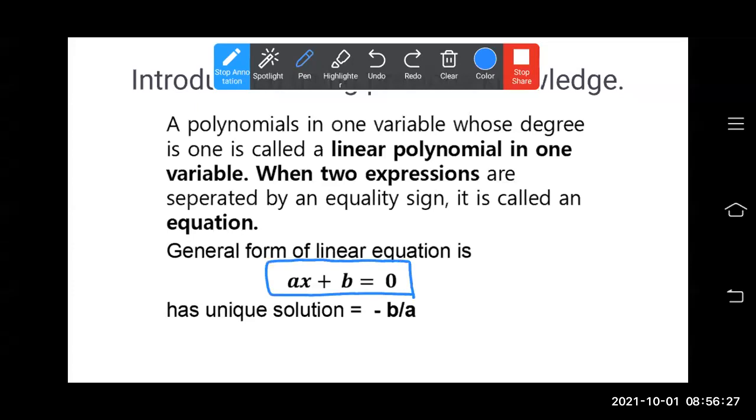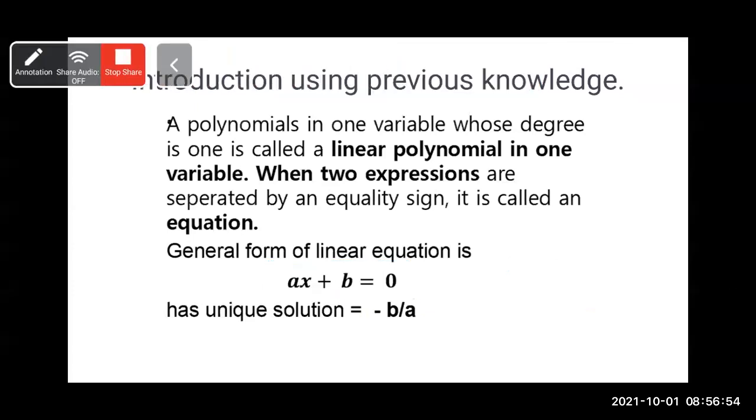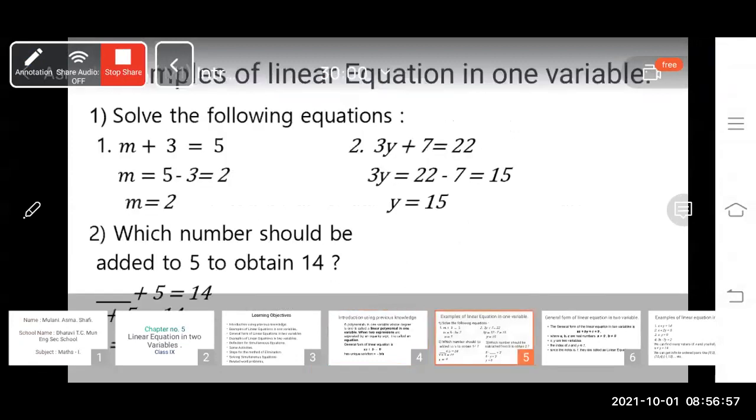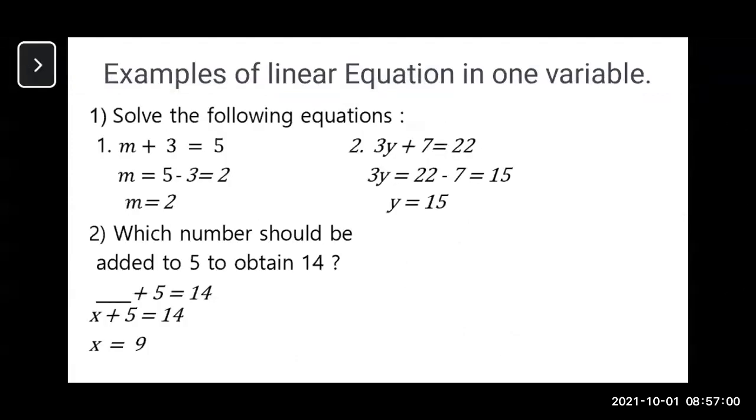Here only one variable is there, which is x. You can use any variable from A to Z, and a and b are real numbers which are non-zero, and it has a unique solution which you can see here, minus b upon a. In the next slide, we'll see how the values are coming. Unique values are coming from linear equations in one variable. You can see some examples given on page number 80.